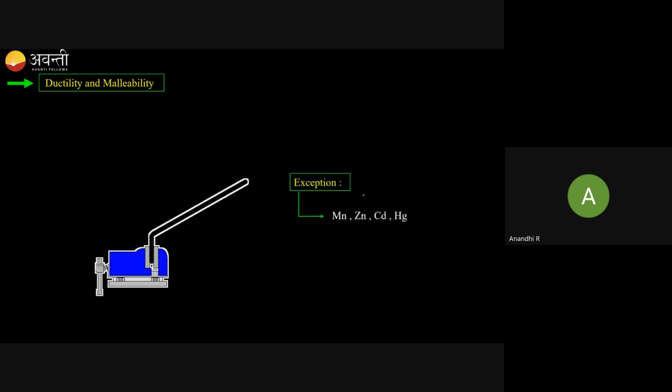But there are some exceptions: manganese, zinc, cadmium, and mercury. These four elements will not have the ductility and malleability property. These are the exceptions. Just have a note of it.